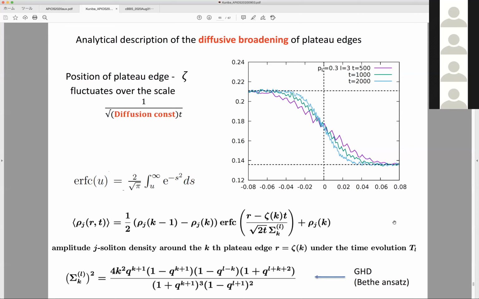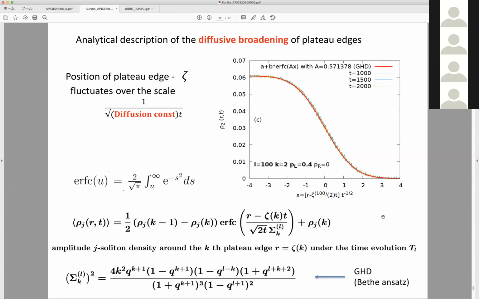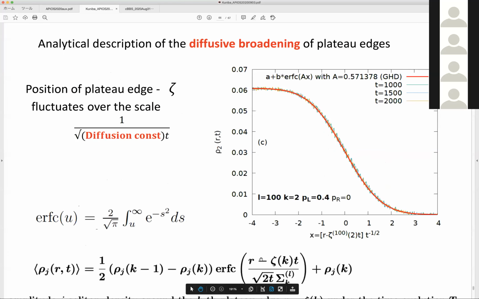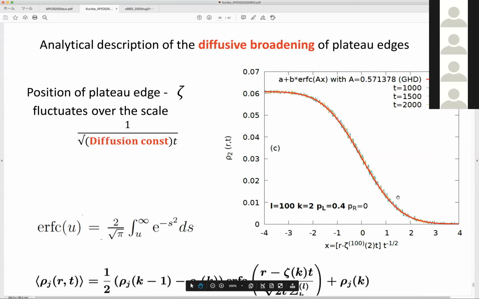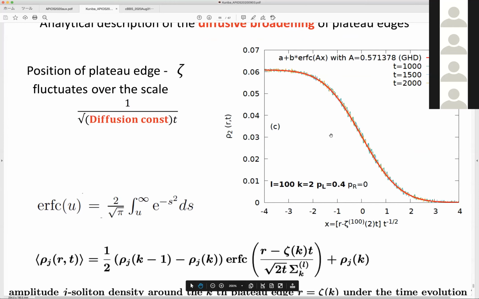So if I substitute this into this and plot this again with respect to this scaling variable, then everything must collapse onto a single curve, right? And here is the result. Maybe I should magnify. So this zigzag curve is simulations, and the red curve is the GHD theoretical prediction. So the agreement is rather good.